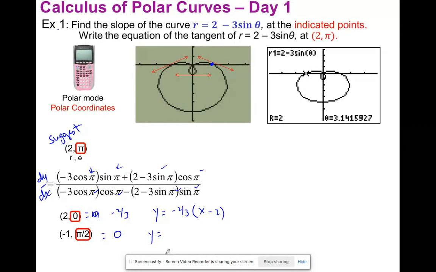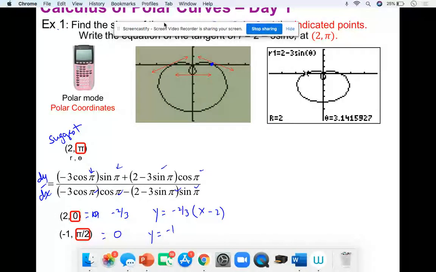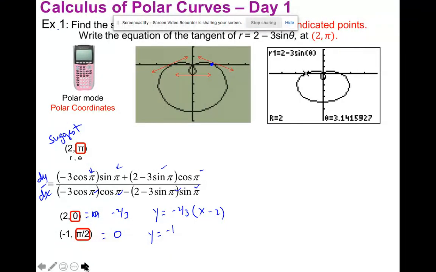Y equals r sine theta, right? Can you see what that's going to be in rectangular form? How about this one? On your calculator? That slope is also 0, but it's not the same tangent line, is it?